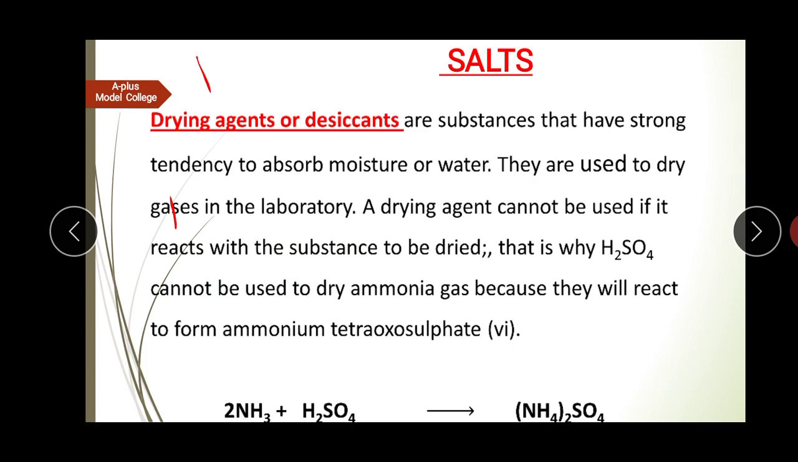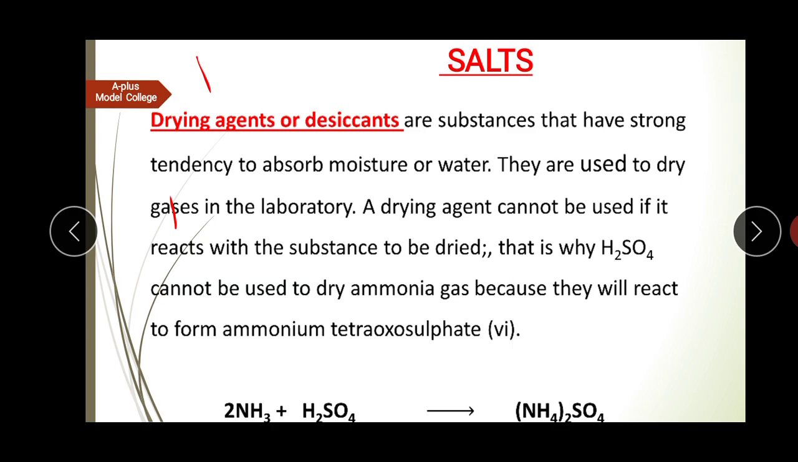But one common drying agent in the laboratory is H2SO4, which is the concentrated H2SO4. But it is not used to dry ammonia gas. Why? Because H2SO4 reacts with ammonia gas. That's the question you are looking at there. And whenever any hygroscopic substance or desiccant or drying agent reacts with a particular gas or any particular substance you are drying, we do not use it because it will take part in the reaction and it will not dry. It will rather react. So that is the reason why H2SO4 is not used in drying ammonia. So we rather use quicklime, which is calcium oxide.